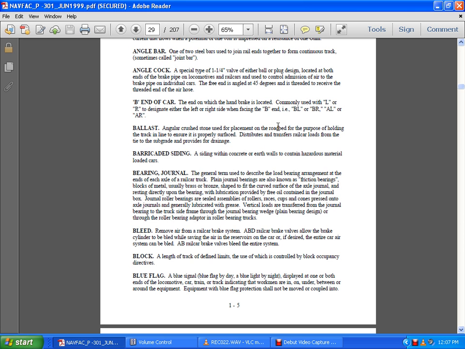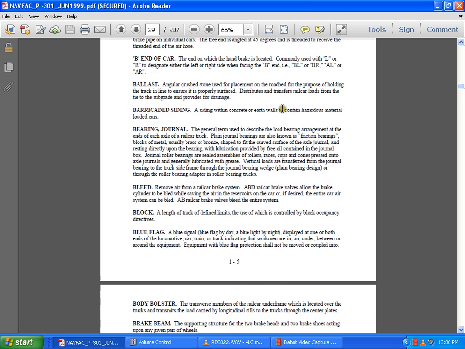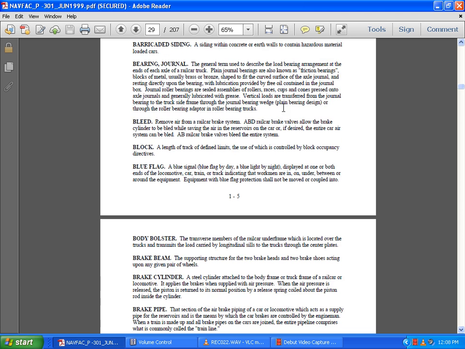Block: the length of the track defined and limits of the use of control by block occupancy directives. Blue flag. A blue flag is a blue flag by day, a blue light by night, displayed at one or both ends of the locomotives, car, train, or track indicating the workmen are under, between or around the equipment. The equipment is protected and should not be moved or coupled into.